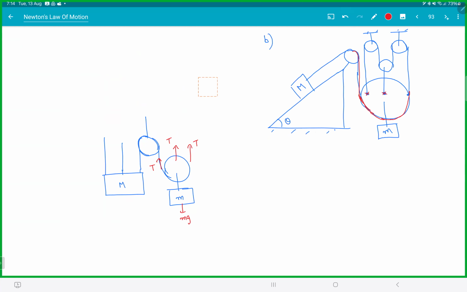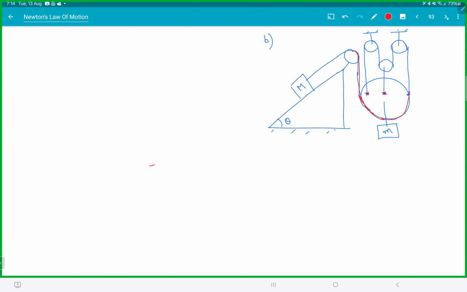Now how do you do the second part? Try. I'll give you a minute. The idea is the same. But here there's an incline also now. Think, take a minute.